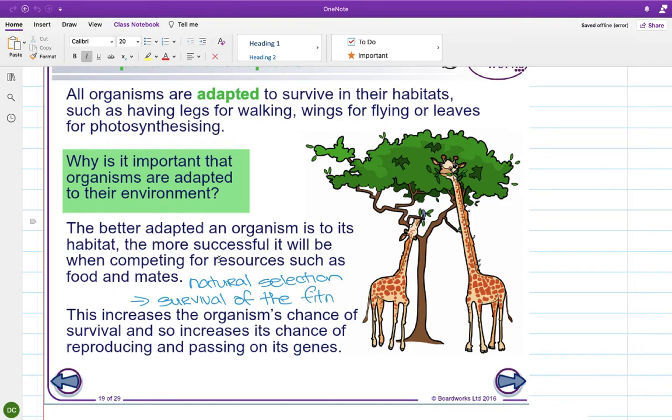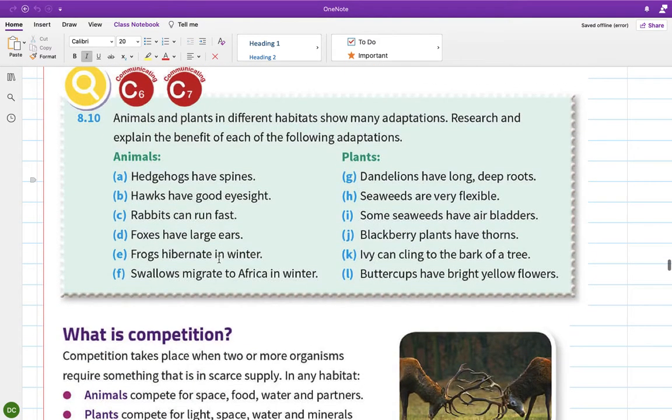Okay, whichever plant or animal is the most well adapted will do the best in terms of competition for resources, and as a result will live longer, pass on those adaptations, and then whatever it is that made that first plant or animal successful is being passed on, being reproduced. And ultimately it'll strengthen the species, whatever it happens to be. This increases the organism's chance of survival, and so increases the chance of reproducing. Okay, so there's loads of examples there of different adaptations that have been made in plants and animals.